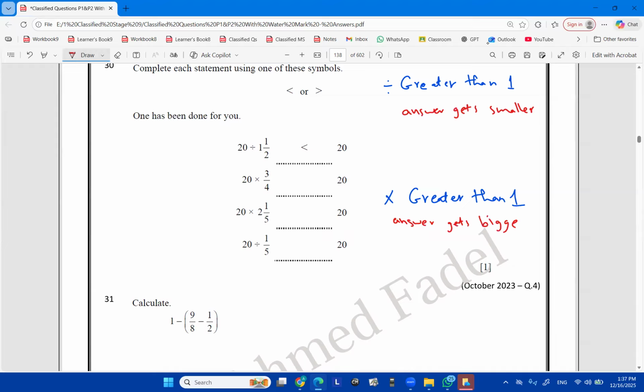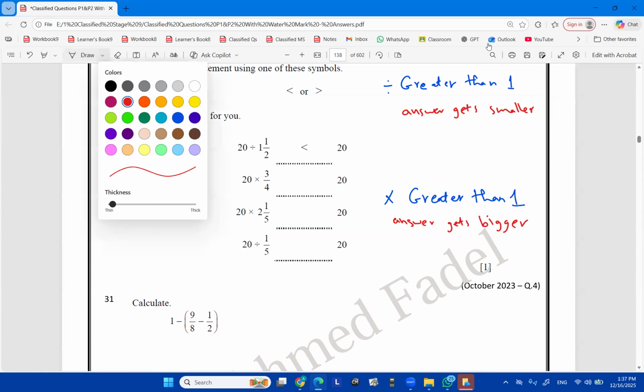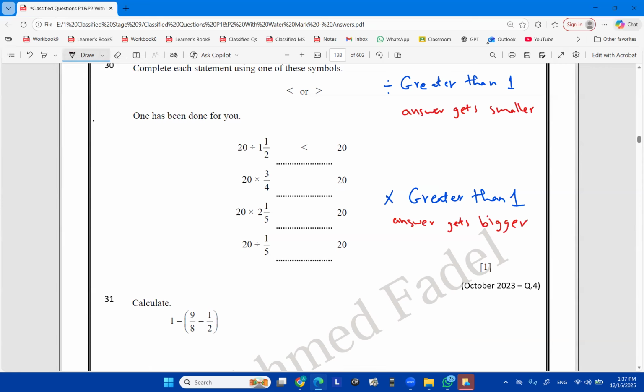But Mister, if I'm dividing by less than 1, the opposite happens. Answer gets bigger. If I'm multiplying by smaller than 1, answer gets smaller. But let's do it. Here, they divided. Mister, we said usually in division, answer gets smaller if it's greater than 1. Yes, that's why here the answer of this is going to become less than 20.